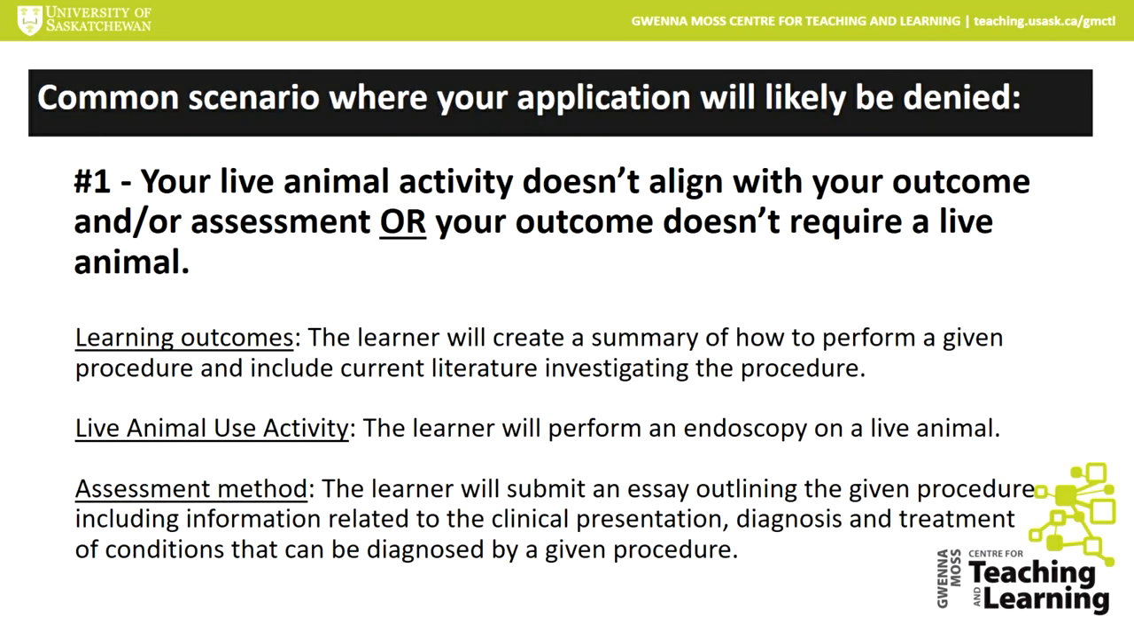The first common scenario where your application will likely be denied is if your live animal use activity doesn't align with your outcome and/or assessment, or your outcome doesn't require a live animal. The example below demonstrates an outcome that does not mention the use of a live animal, even though there is a live animal use activity being proposed for the learning activity. This application would likely be denied because the proposed activity doesn't align with the stated outcome.